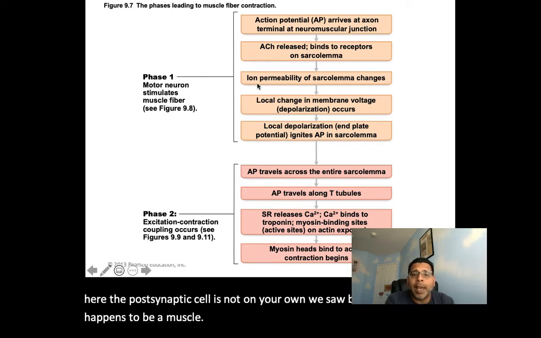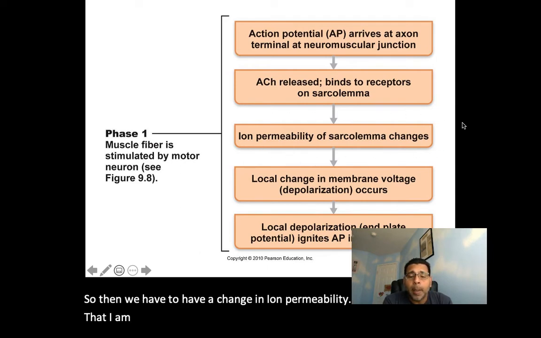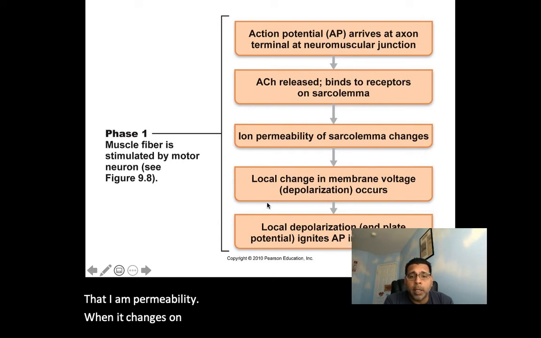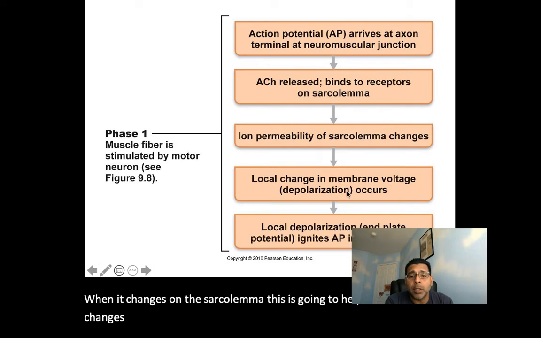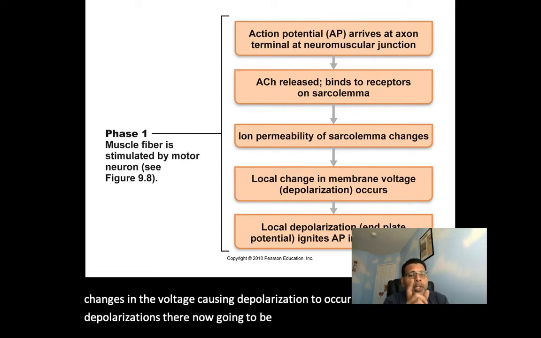Then we have to have a change in ion permeability. When that changes on the sarcolemma, this is going to help create local changes in the voltage, causing depolarization to occur. These local depolarizations are now going to be known as end plate potentials. We studied graded potentials before.